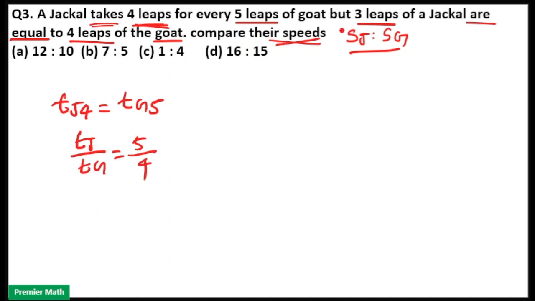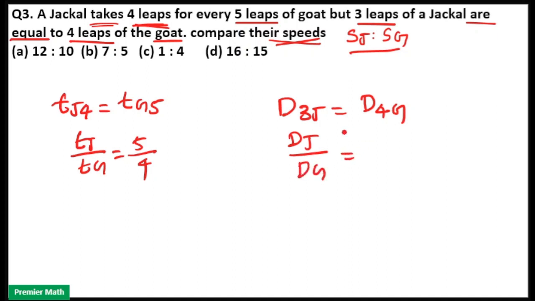Then in the next sentence, 3 leaps of jackal are equal to 4 leaps of goat. So 3 leaps equal to 4 leaps. That means 3 leaps of jackal equal to 4 leaps of goat means distance is same. So distance of 3 leaps of jackal is equal to distance of 4 leaps of goat. So distance of jackal is to distance of goat is equal to 4 by 3.